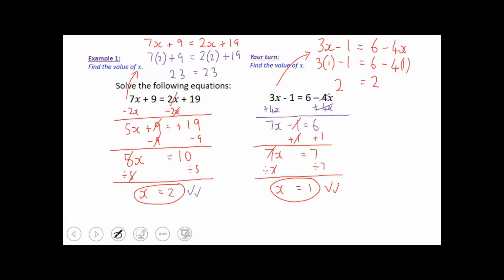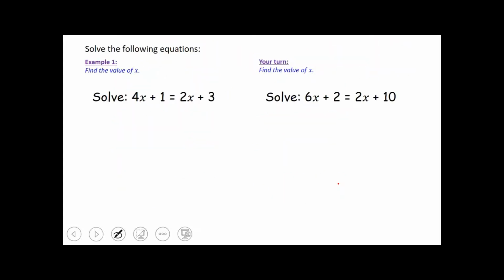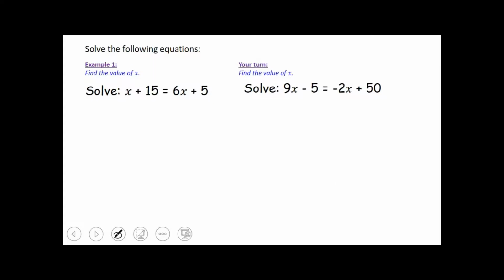Now what I'm going to do is go through another example up here, and then we'll have some questions where you can attempt for yourself. So I've got another question up here. I'll go through this question with you.